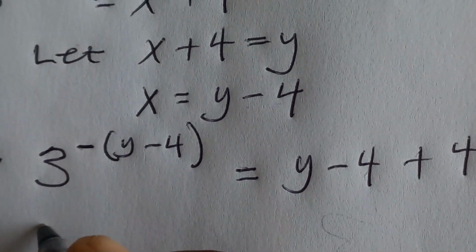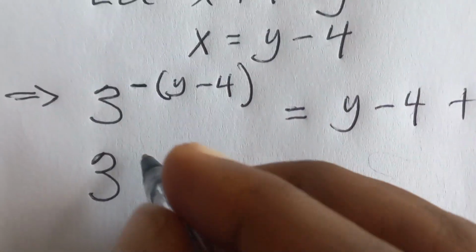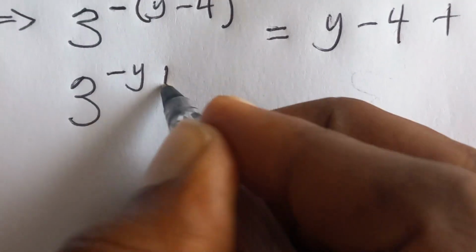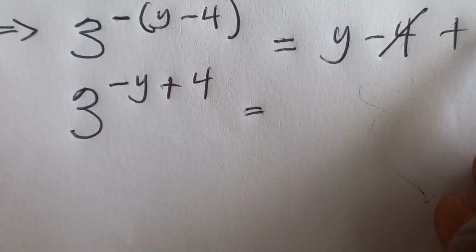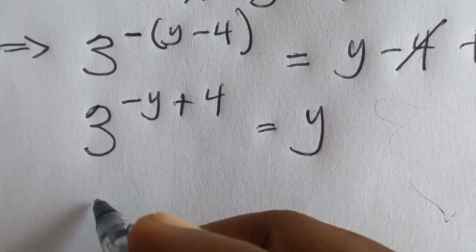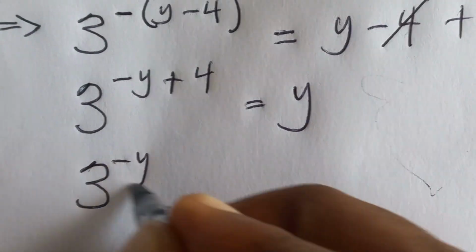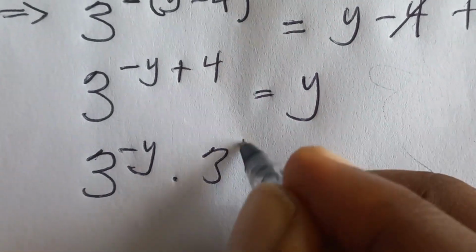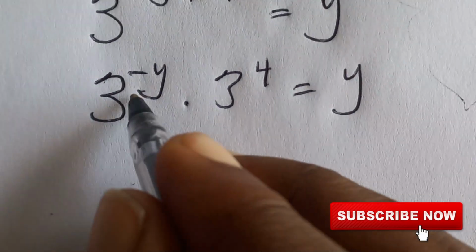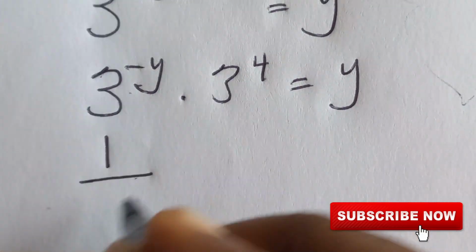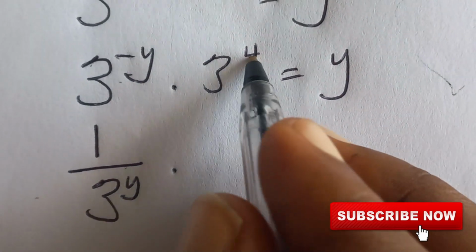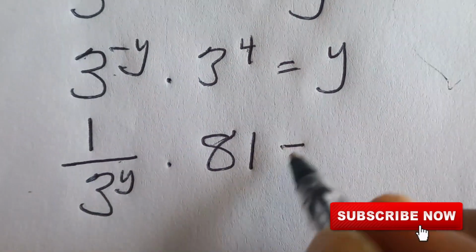Okay, so now 3 exponent, this one we are going to get negative y plus 4, equal to, so this one which is equal to y. Okay, so now with this, you can rewrite it as 3 exponent minus y multiplying by 3 exponent 4, which is equal to y. Now, this we can rewrite as 1 on 3 exponent y multiplying by 3 exponent 4 is 81, and it's equal to 1.